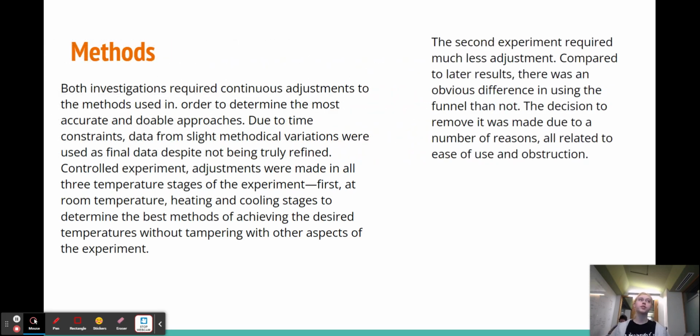The second experiment required much less adjustment. Compared to later results, there was an obvious difference in using the funnel than not, and the decision to remove it was made due to a number of reasons, all related to ease of use and obstruction. But other than that, the method stayed mostly the same from the beginning.